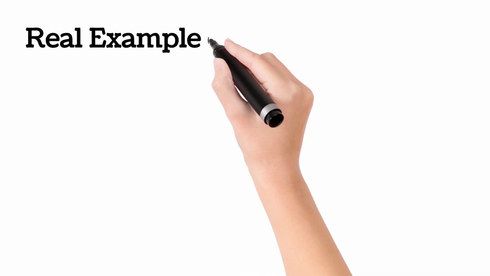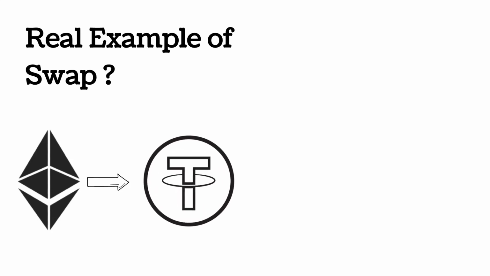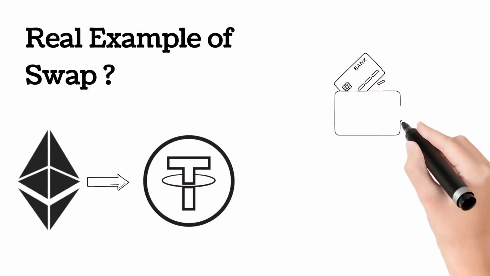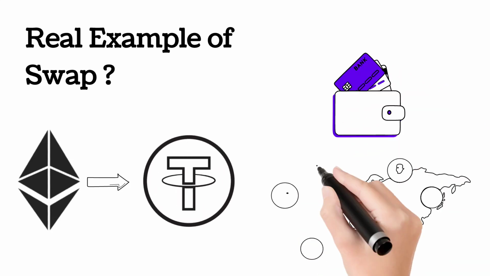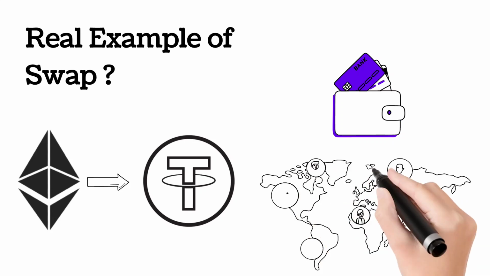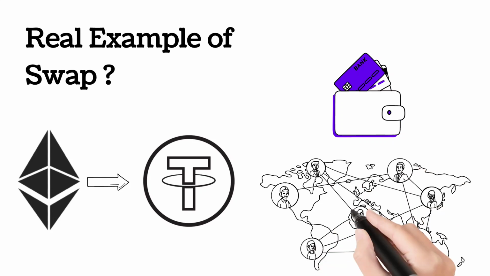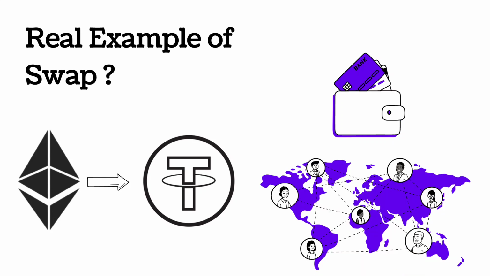Real example of a swap. Let's say you want to swap one Ethereum to USDT. You connect your wallet, choose tokens and click swap. Behind the scenes, Ethereum goes into the pool, USDT comes out. Price changes slightly. Liquidity providers earn a fee. All automated. No central control.